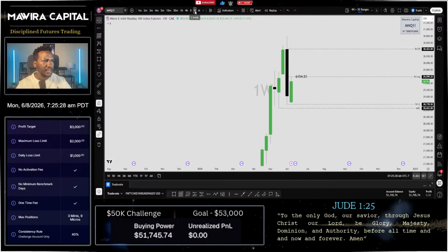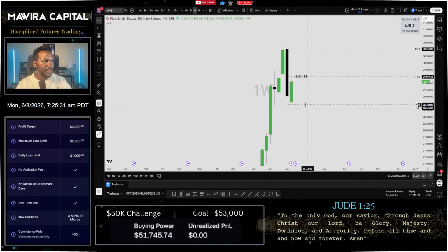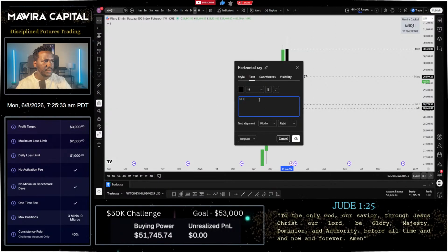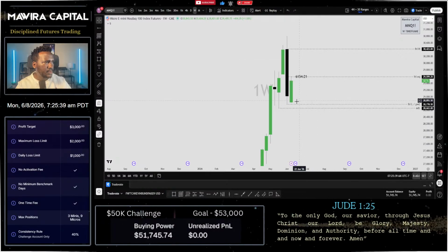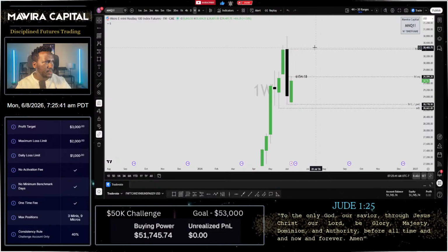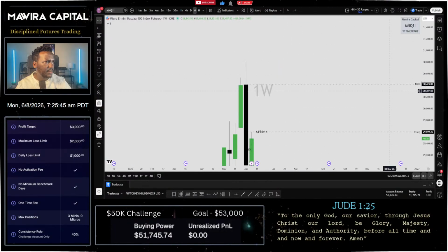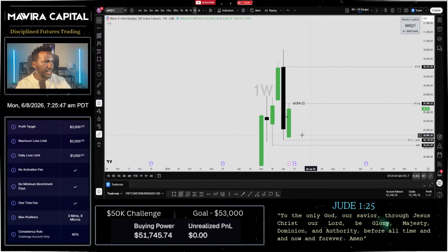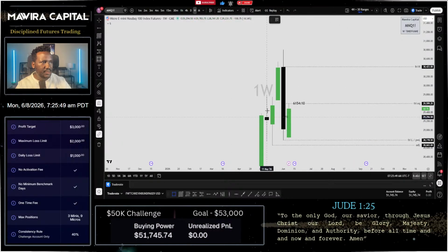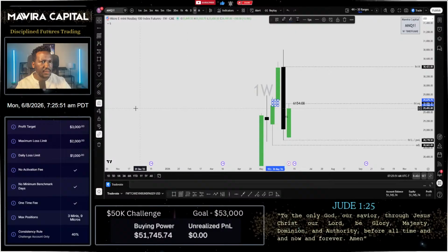This is a weekly. Friday low is also the previous week low. How do I know? PWL, previous week low. And Friday high is just about the previous week open. I don't need that. And look at where we are. I have to mark that.